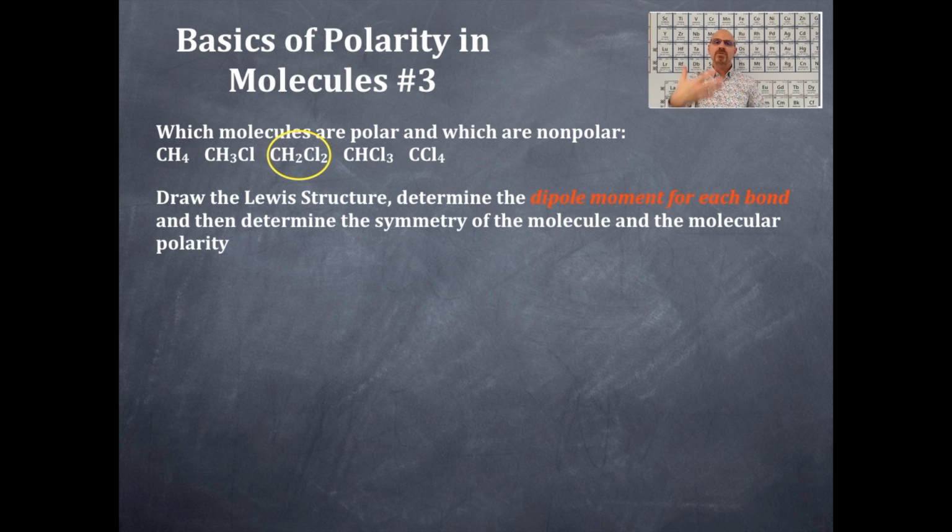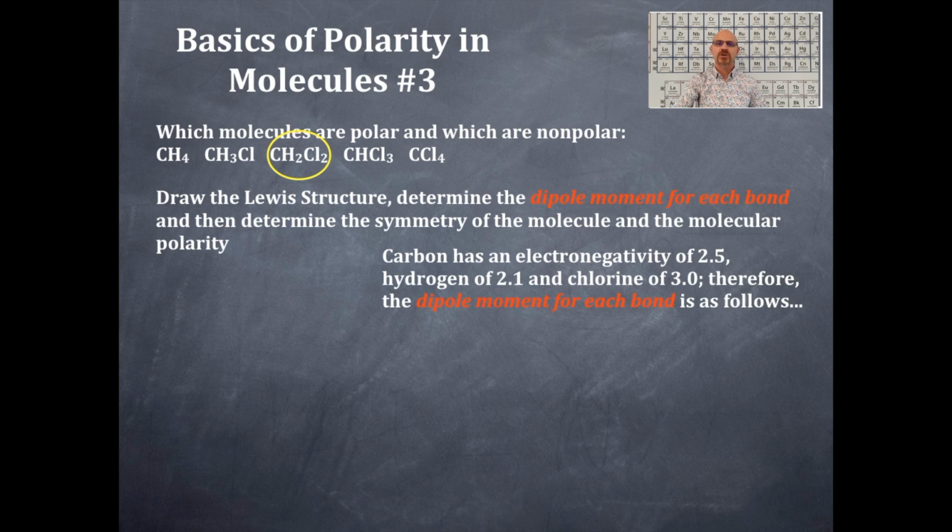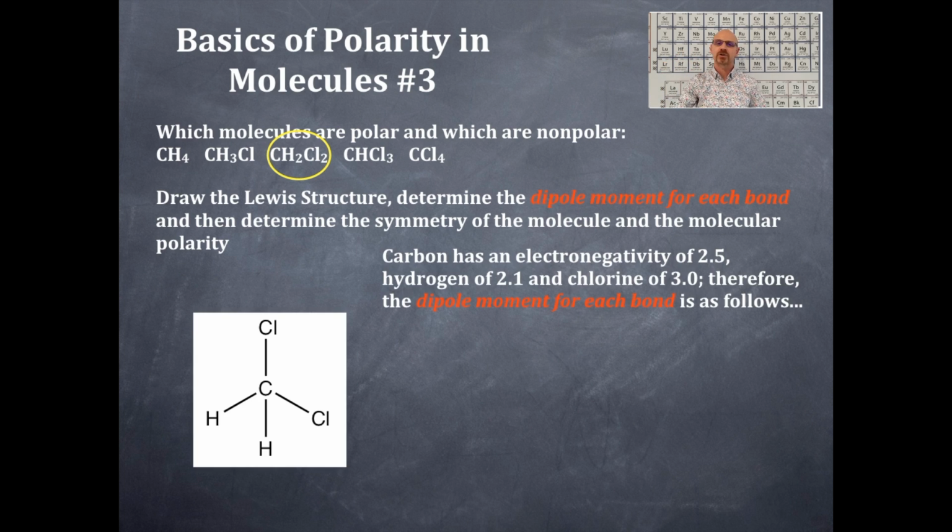CH2Cl2. We're going to be doing the same set of things here. We got the electronegativities like we had before. We're going to draw our Lewis dot structure, and we're going to draw the dipoles of each of the bonds. Remember, chlorine is more electronegative than carbon. That's why the chlorine gets the tip of the arrow. Carbon is more electronegative than hydrogen. It gets the tip of the arrow.